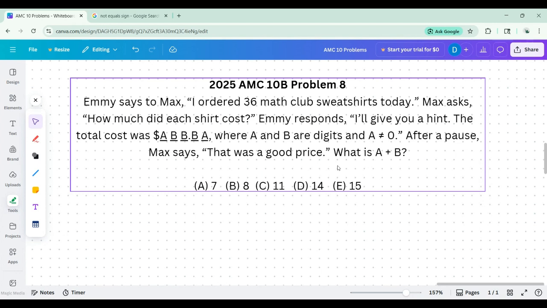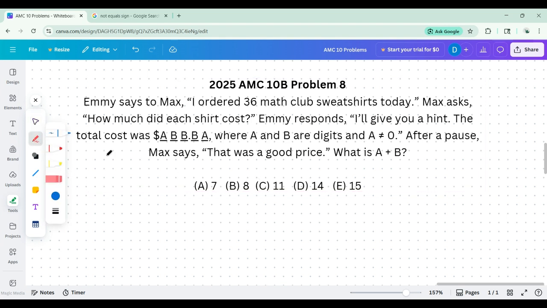Now we're going to move on to problem 8. It reads, Emmy says to Max, I ordered 36 Mac Club sweatshirts today. Max says, how much did each shirt cost? Emmy responds, I'll give you a hint. The total cost was AB B point BA, where A and B are digits and A is not equal to 0. After a pause, Max says, that was a good price. What is A plus B?